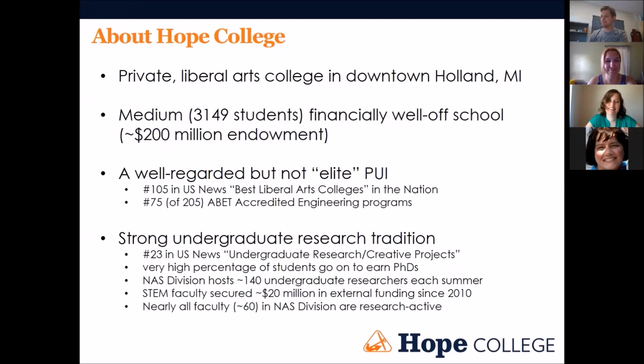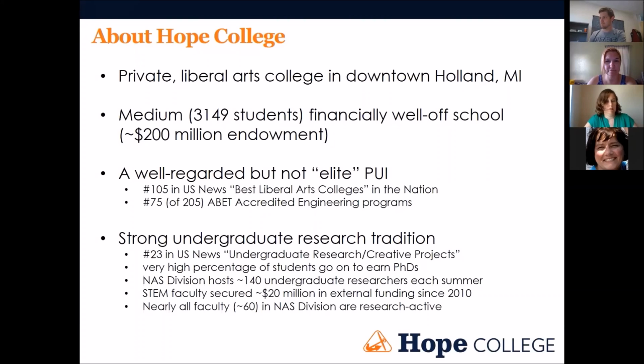So you can see where we rank from US News. Good, not great. But we do have a strong undergraduate research tradition. We have a high percentage of students going on to get PhDs. For chemical engineering graduates, which is my field, it's maybe 20%. In chemistry, which I'm somewhat affiliated with, it's maybe more like 25%. And it's really across the natural sciences.